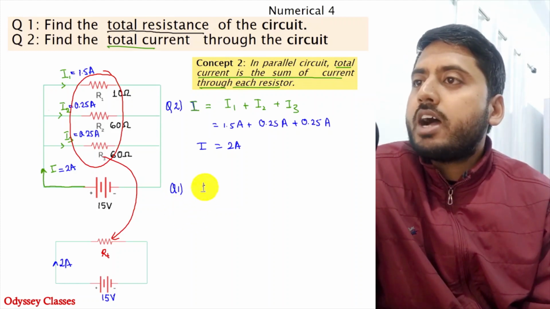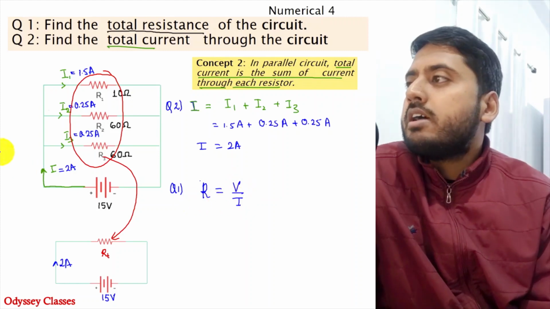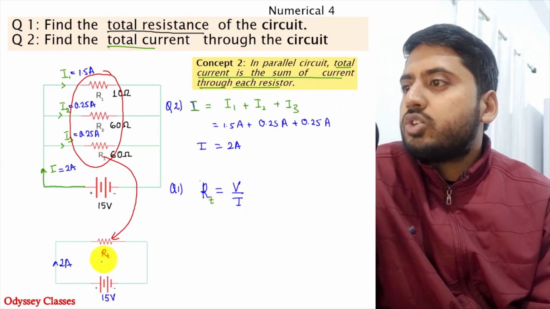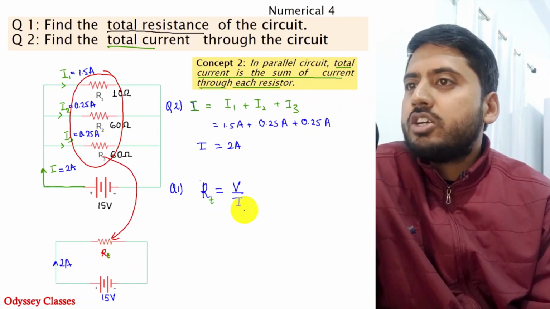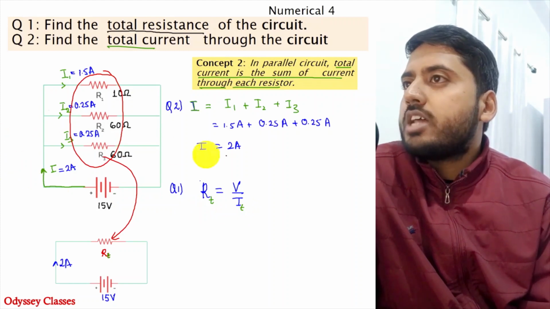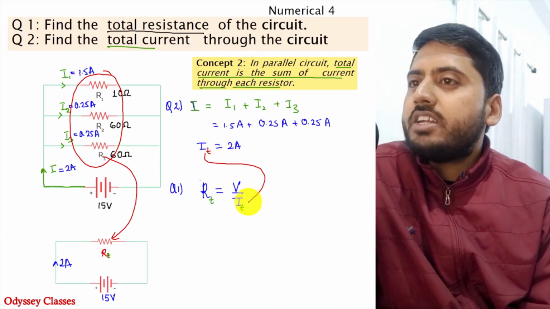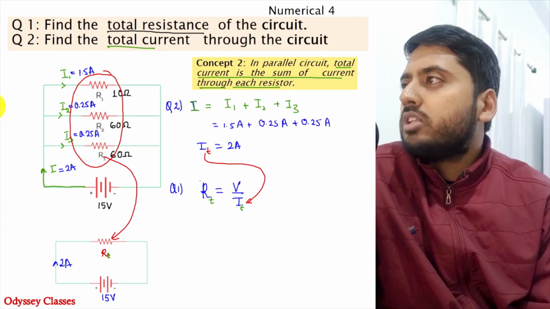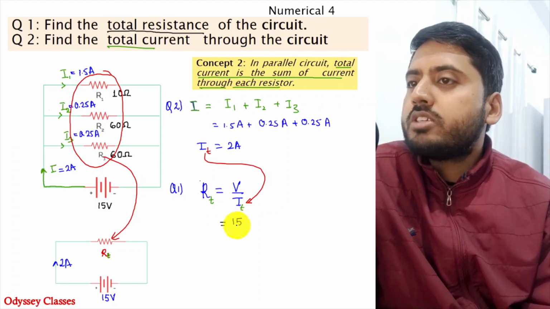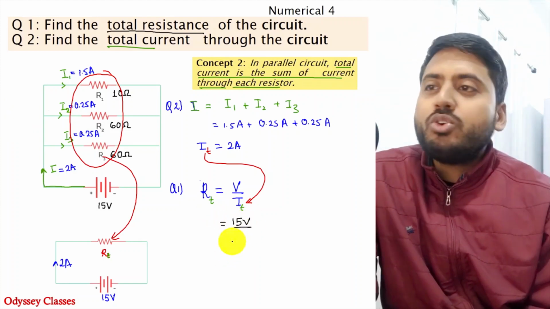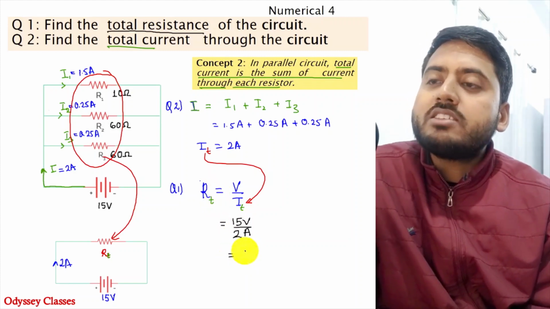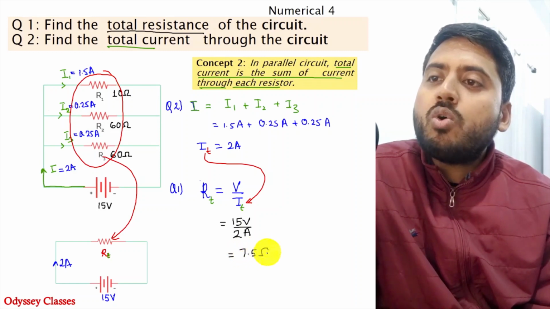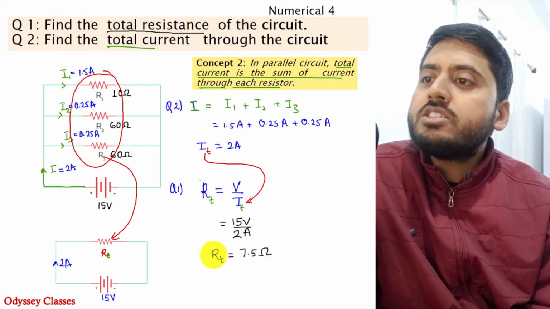So it will be R is equal to V by I. This is Ohm's law. But we want to find RT, the total resistance, and for that I will take the total current. So I'm calling it IT. If you put the values, V is 15 volt, the supply voltage, and the total current is 2 amperes. So 15 by 2 is coming as 7.5 ohm. This is the total resistance of the circuit.